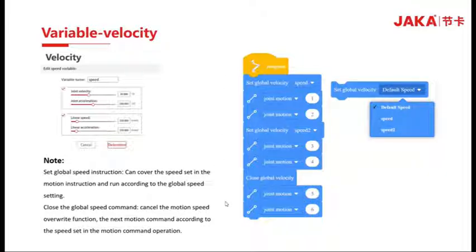For the example on the right, here, the joint motion 1 and 2 will be executed with the global velocity named speed. The speed entered in the joint motion 1 and 2 previously doesn't matter. After, the joint motion 3 and 4 will be executed with speed 2. After closing the global velocity, the speed entered previously into joint motion 5 and 6 will be executed normally.